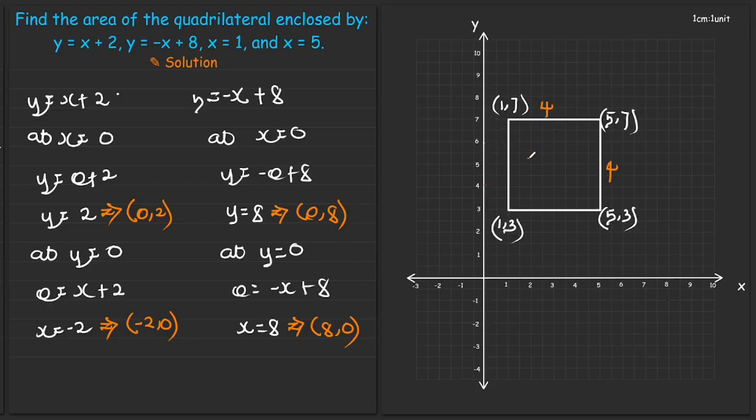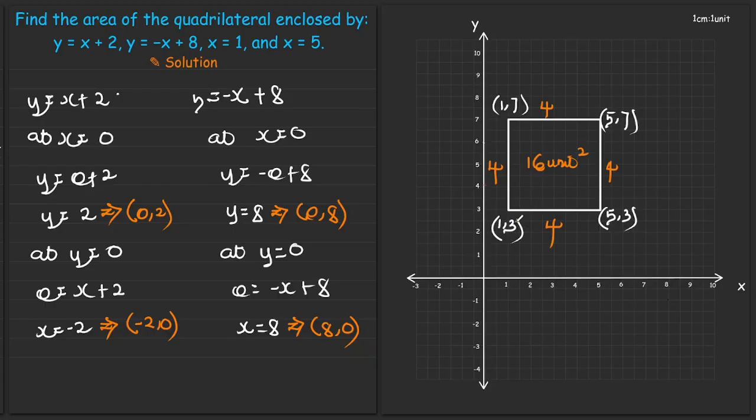Now, to confirm that this is equal to this, we have 7 minus 3, which is also 4. And then 1 minus 5, where we want the absolute value, so 4. Hence, the area is just going to be 4 squared, which is 16 square units.